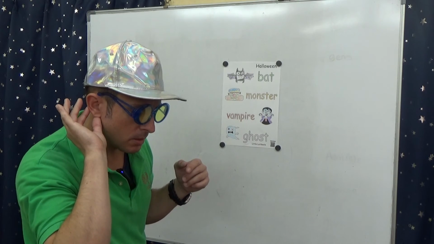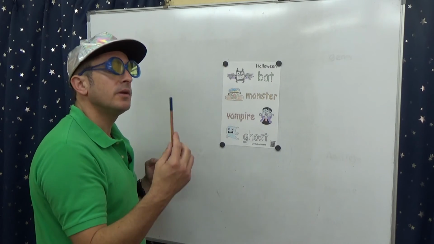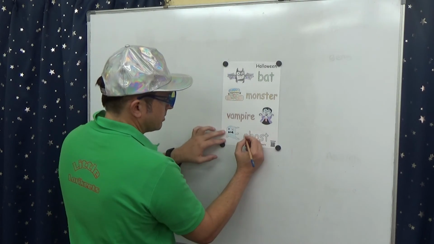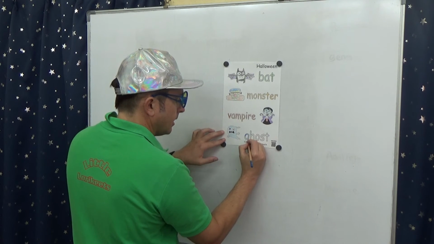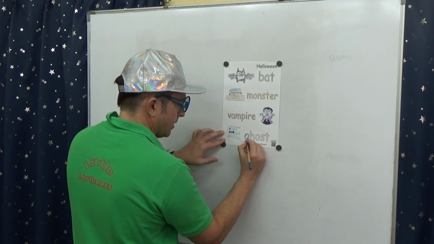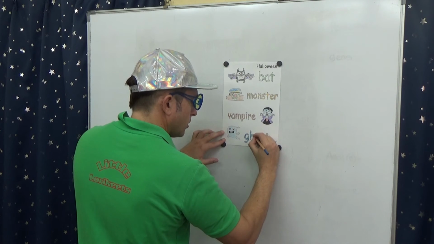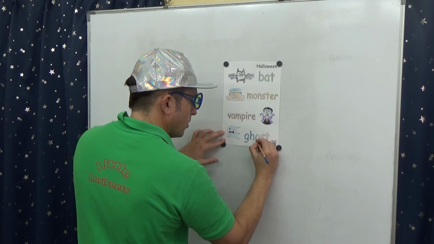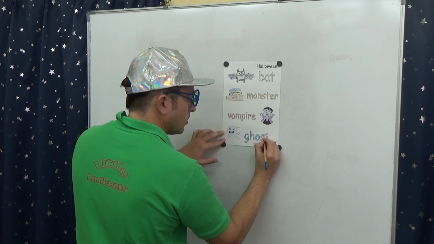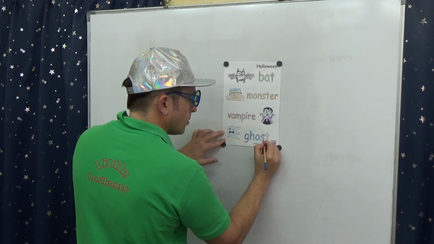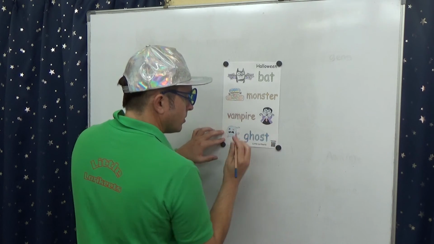Pink? No. Brown? No. Blue? Ah, dark blue, yeah. We haven't done blue this time. I've only done blue on Frankenstein's head, haven't I? The monster's head. So let's color in the G. The small G. Ghost. H. O. S. And T. Oh, okay. So we finished, have we?